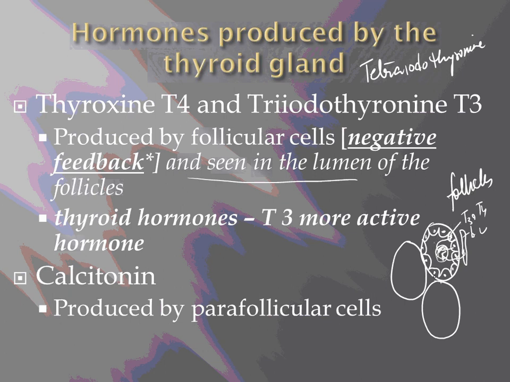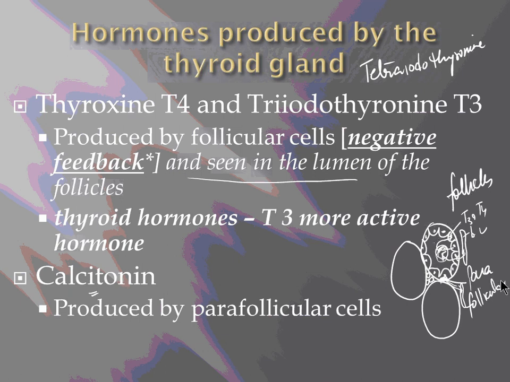Next to the follicles, you have cells which are on the side of the follicles, or they may be present right next to the basement membrane here. These cells are known as parafollicular cells, the word para meaning by the side of. These parafollicular cells produce this other hormone called calcitonin. Calcitonin does not go into the lumen of the follicles. Instead, it is secreted directly into a blood vessel.